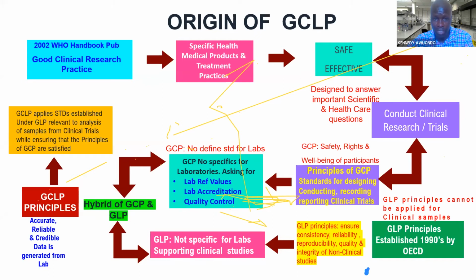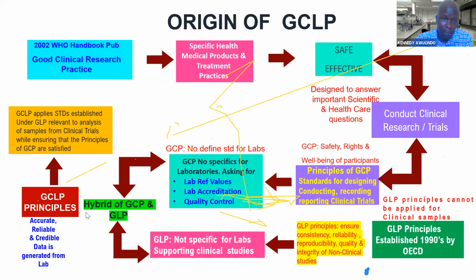So GLP is not specific for labs supporting clinical studies. GCP is for clinical studies, but it's not specific for the laboratory. So there was a dilemma here. We have guidelines that are for clinical studies but not specific for laboratories, and guidelines for laboratories that are not specific for clinical studies. So somebody thought about it and said the best thing we could do, so that we can have principles for good clinical laboratories, is to have a hybrid of GCP and GLP. And that's how GCLP came about.